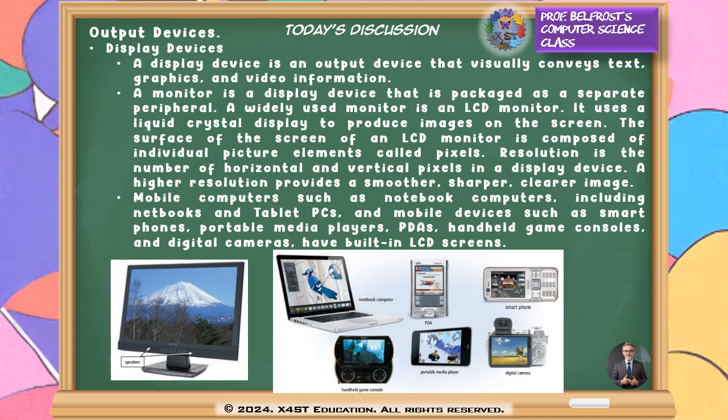A monitor is just a display device that's packaged as a separate peripheral. Most widely used is an LCD monitor. An LCD, a liquid crystal display monitor, produces an image on the screen which is composed of individual picture elements, or pixels. So here we have what is called a resolution. Resolution is a term used to describe the number of horizontal and vertical pixels in a display device. The higher the resolution, the smoother, sharper, and clearer the image it can provide.